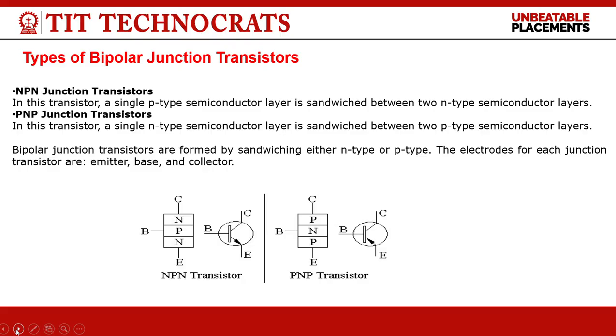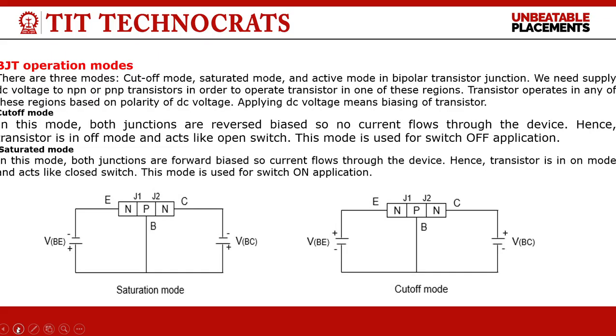Now the types of BJT. The first one is the NPN junction transistor and the second one is the PNP junction transistor, and we can understand with the help of diagrams, which show the NPN transistor in the first diagram and the PNP transistor in the second diagram. When a single p-type semiconductor layer is sandwiched between two n-type semiconductor layers, it is an NPN transistor. And when a single n-type semiconductor layer is sandwiched between two p-type semiconductor layers, it is a PNP transistor.